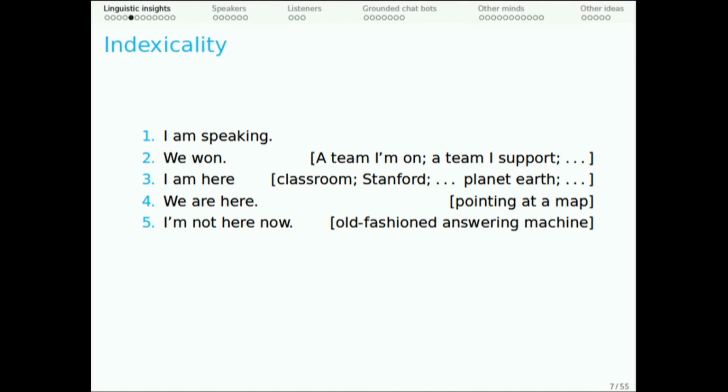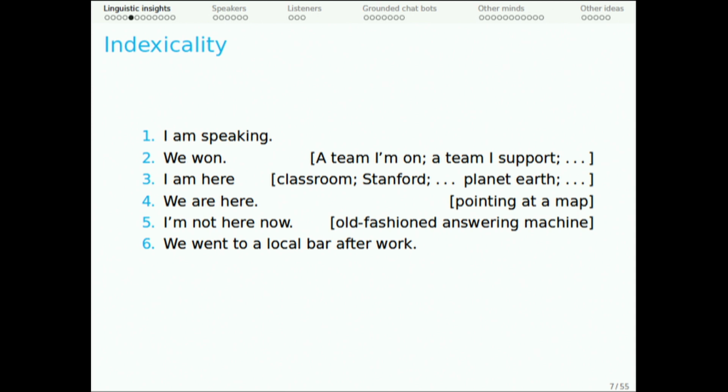I'm not here now. This is a wonderful example from linguistics and philosophy of language, but I'm not sure that people use this anymore because there are no landline phones and therefore no answering machines. But in the old days, your answering machine might say, "I am not here now," which is a wonderful little puzzle because how could it be that the current speaker is not in the place that they are speaking?